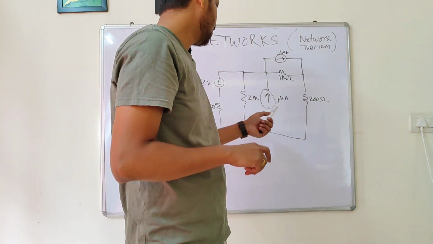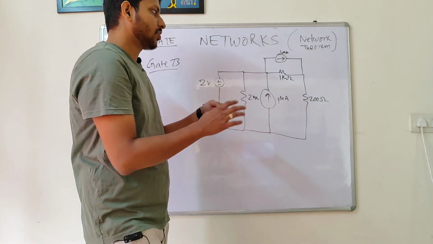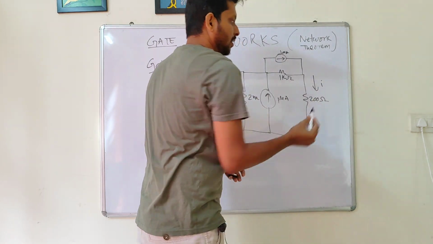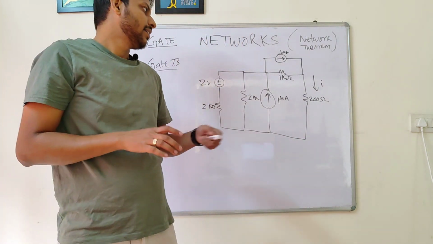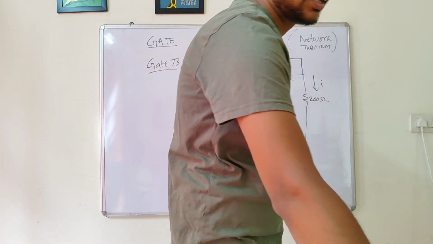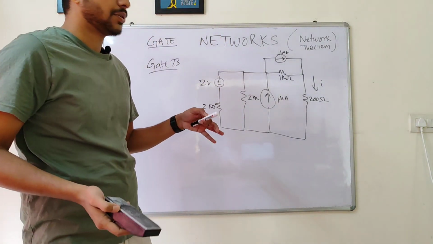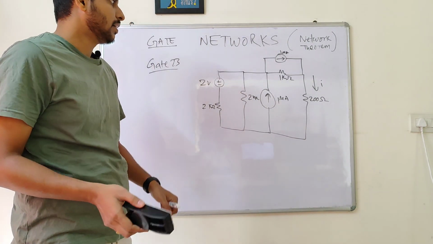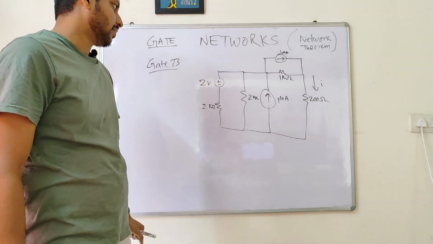Of course, using KCL and KVL you can solve this circuit. Basically, they are asking to calculate the current here. But that will consume too much time. So what we're going to do is use this trick. Basically, not a trick, this is a theorem from Norton and Thevenin equivalent to simplify the circuit.